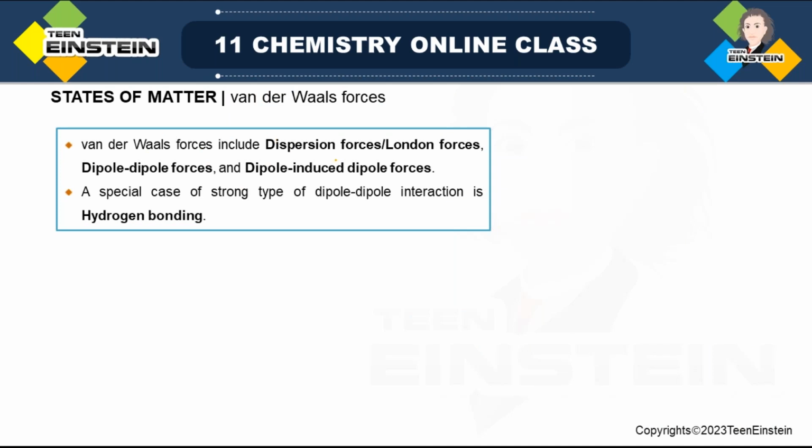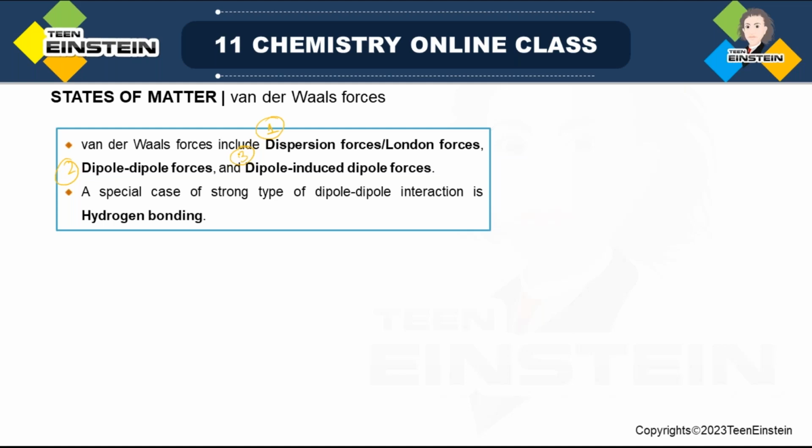So it includes dispersion force or London force. This is number one. Sometimes the word dispersion is used, sometimes London. Second is dipole-dipole force, and the third one is dipole-induced dipole force. One by one we will check all of them.